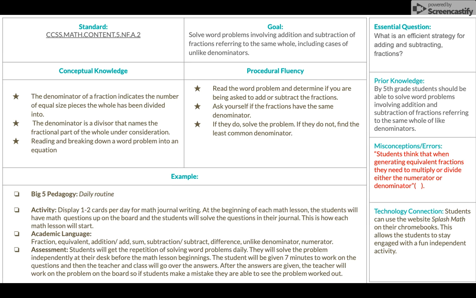So we're building on our previous knowledge of using word problems and also using our fractions from before and turning it into that type of terminology. If you were in a market, what you're trying to build on is using everyday life in fractions. So their goal is to be able to solve problems involving addition and subtraction referring to the same whole with unlike denominators. So what we have to really think about is, what is an effective strategy for adding and subtracting fractions? That's what we're going to ask the students. What is the most effective way to find this answer?